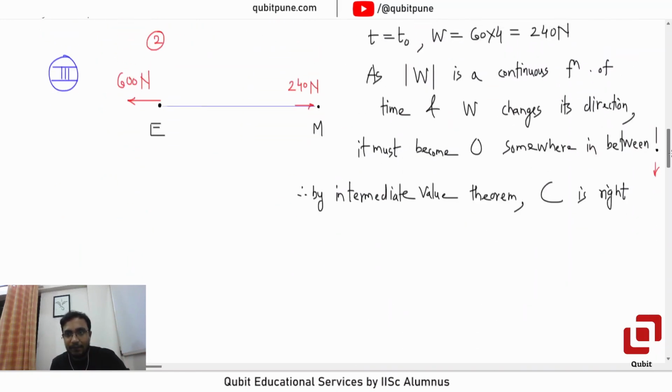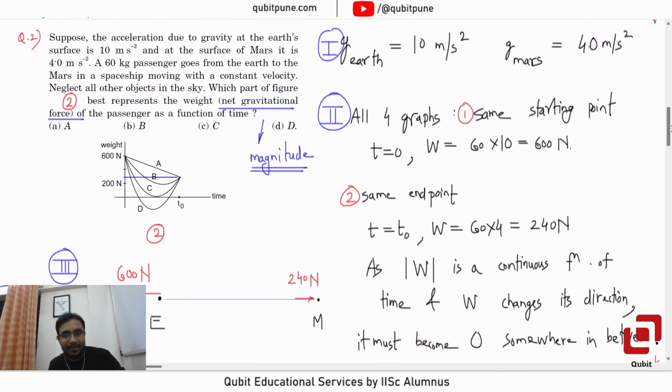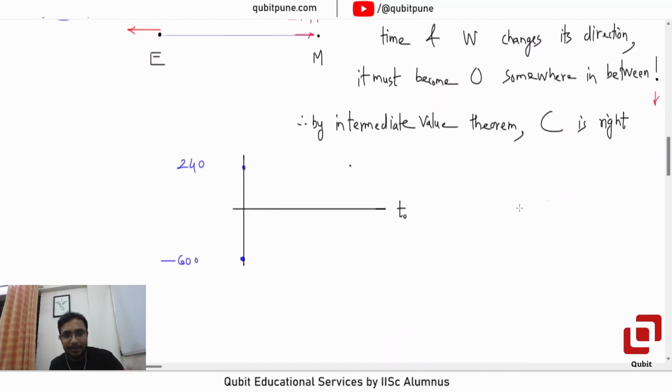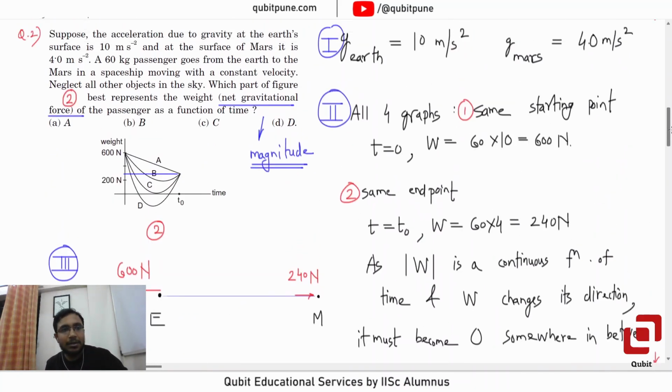Okay. Now if we wanted to see this problem mathematically, it would start somewhere here at -600, and it would end somewhere here. Now we are not interested in the nature of the curve. But what we want is, due to the intermediate value theorem, somewhere it is going to become zero. That's what we want. All right, that is MCQ number 2.